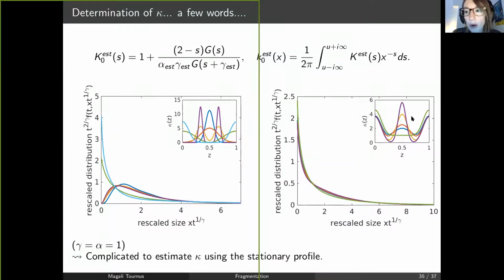And you see on the picture on the right, it's even worse. If you compare a kernel creating small-sized particles and no middle-sized particles, and a kernel creating small-sized particles and a lot of middle-sized particles, then the rescaled profiles are the same. So the conclusion is, okay, our reconstruction formula cannot be used in practice because we cannot distinguish kappa on the asymptotic profile.